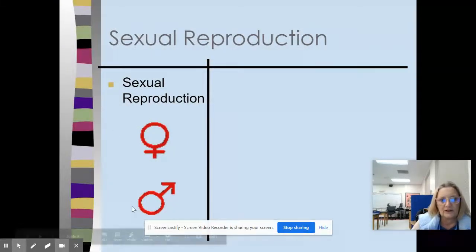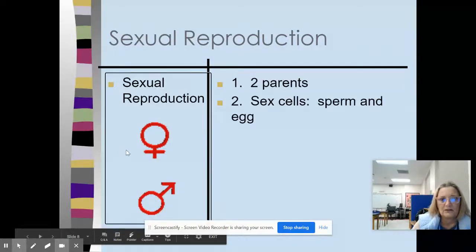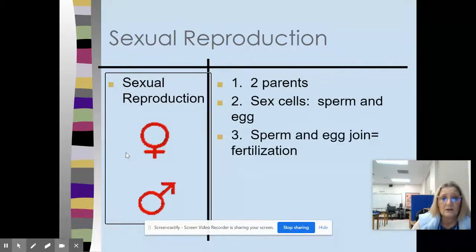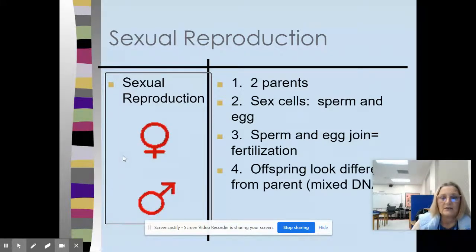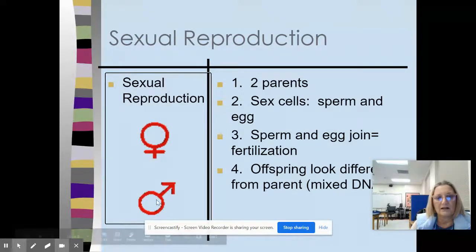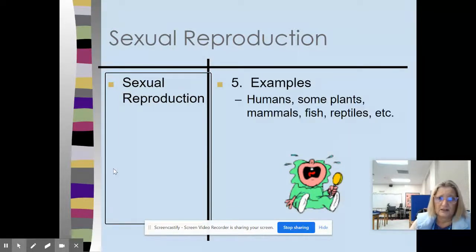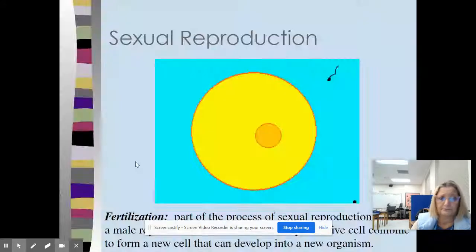Sexual reproduction, you have to have female and male. You have two parents. You have sex cells known as the sperm for male. The egg is in female. The sperm and egg cell join, and that happens during fertilization. And the offspring will look different from the parent because they have half the DNA from the mom, half the DNA from the father. Examples: humans, some plants, mammals, fish, reptiles, etc.